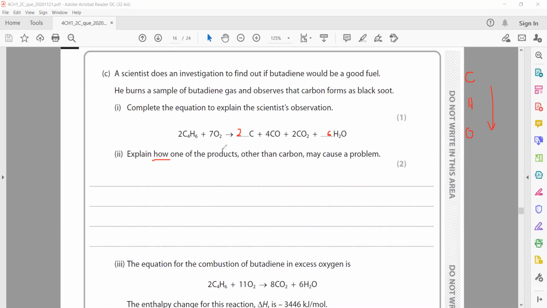Explain how one of the products other than carbon may cause a problem. Carbon monoxide is a toxic gas. It can cause suffocation. So CO is also released in this process, which is toxic and can cause suffocation.